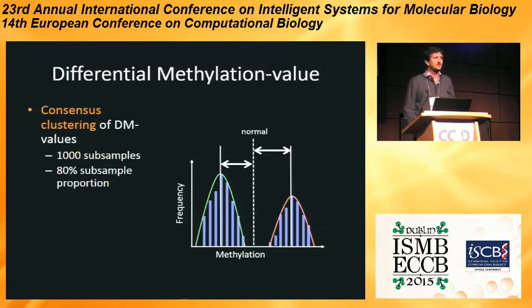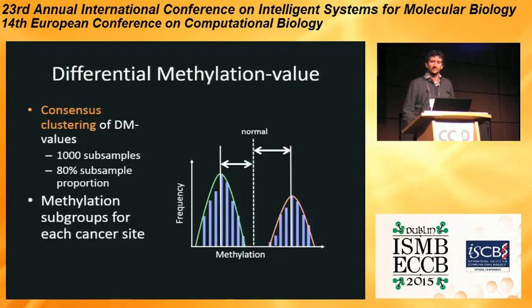Then we use consensus clustering on the DM values to define subtypes. And we used default parameters for consensus clustering. And in this way, we essentially identified subgroups in each cancer site.